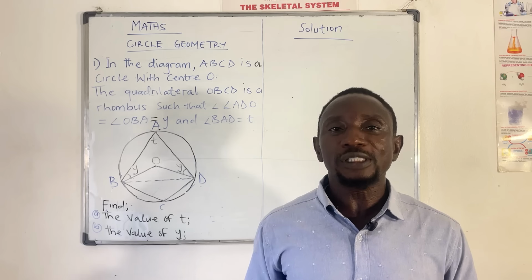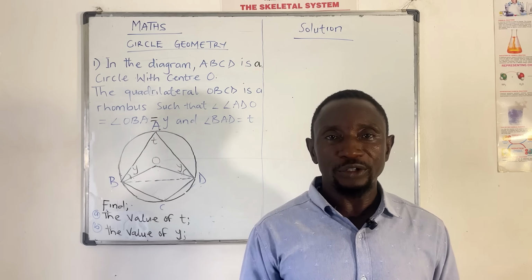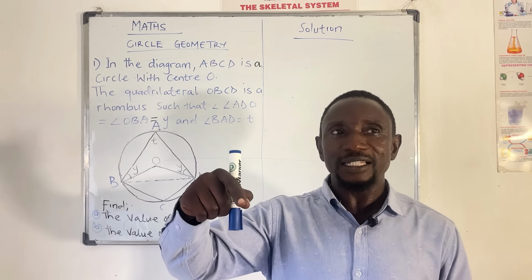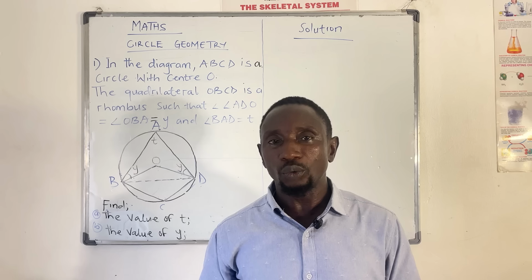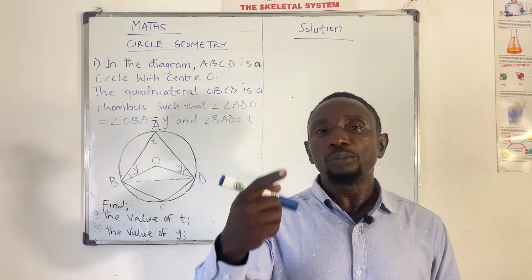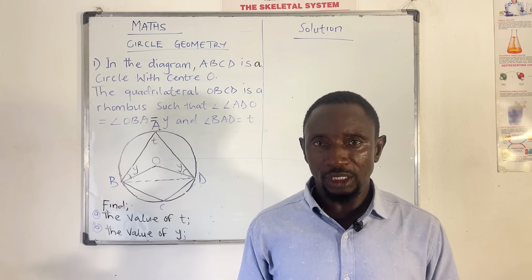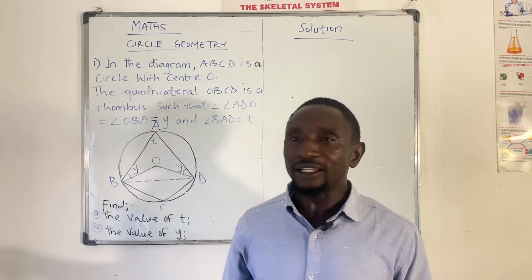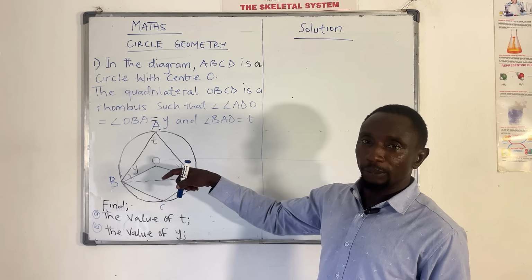Now, in our previous class, under this topic, circle geometry, we talked about this theorem that says angle at the center is twice angle at the circumference, and we were able to solve one or two questions. Today, there's another question I would like us to look at. And here you have a question on the board.